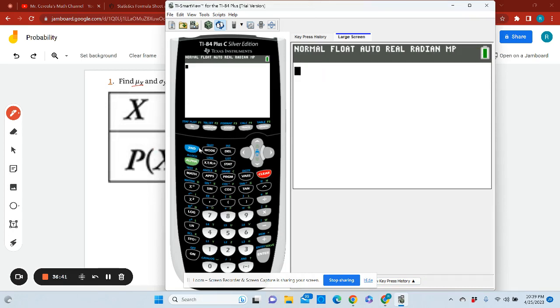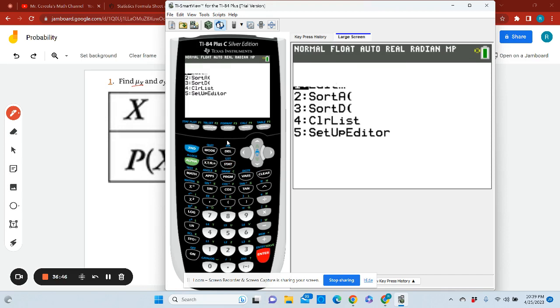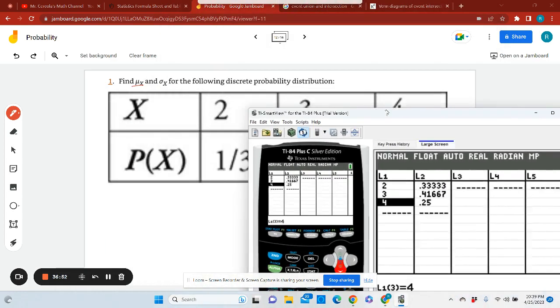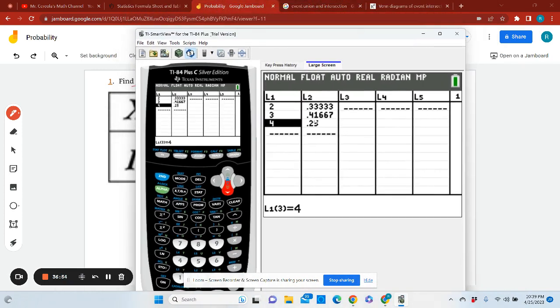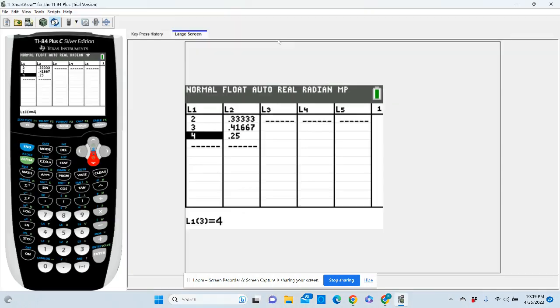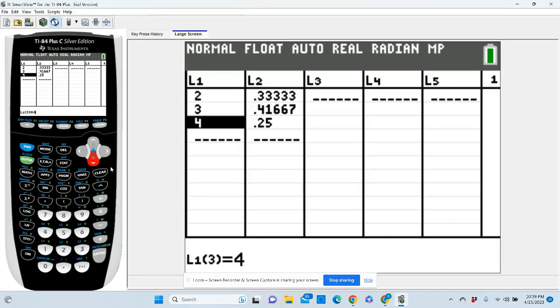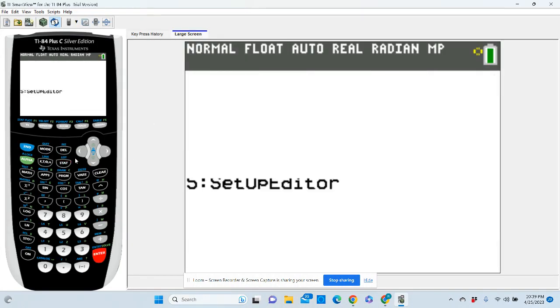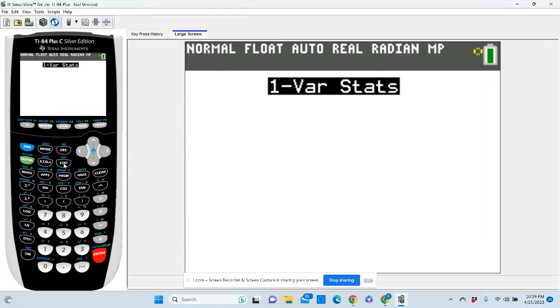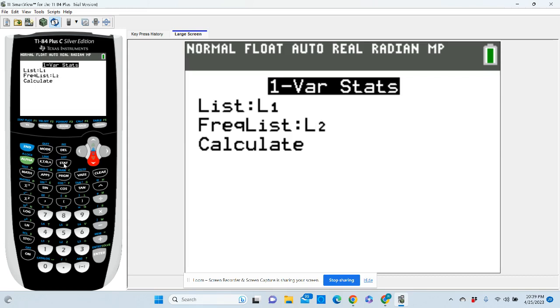So I'm gonna hit stat, edit, and you can see I already plugged these into my list, right? So I have 2, 3, and 4, and then their probabilities. I put them in as fractions, but the calculator automatically converted them to decimals. So then I'm just going to hit stat calc, one variable stats, and you'll notice my frequency list, I made an update.